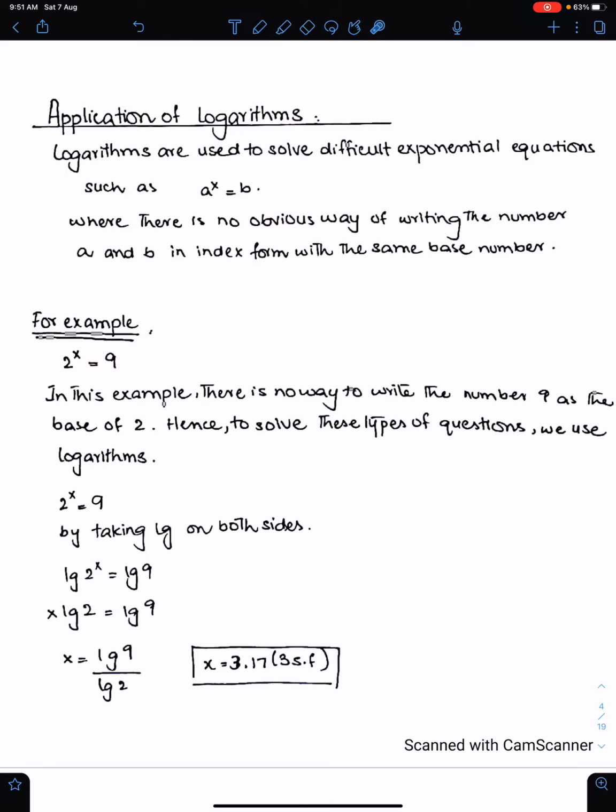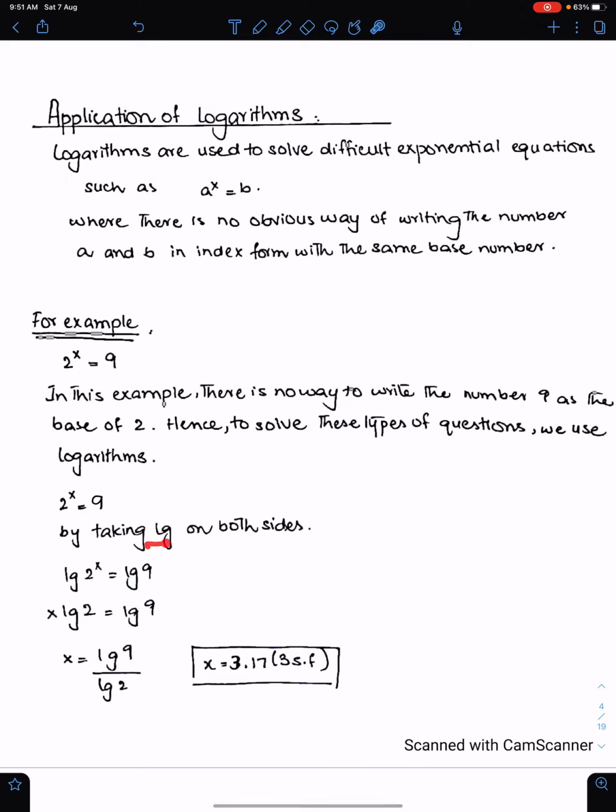For example, in this question, there is no way to write the number 9 as the base of 2. You cannot write 9 as the base of 2. Hence, to solve these types of questions, we use logarithms. For example, if we have to solve this question, then we would need to use logarithm.